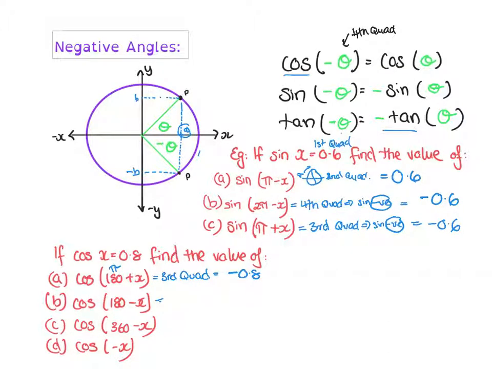If you go 180 minus x, that takes us back to the second quadrant, and cosine is still negative in that quadrant. If we go 360 minus x, that takes us to the fourth quadrant, and we know cosine's positive there, so that'll be 0.8. And if we go minus x, that's the same as this one. They're the same, which puts us in the fourth quadrant, which means it's positive. So it's the same value they gave me.